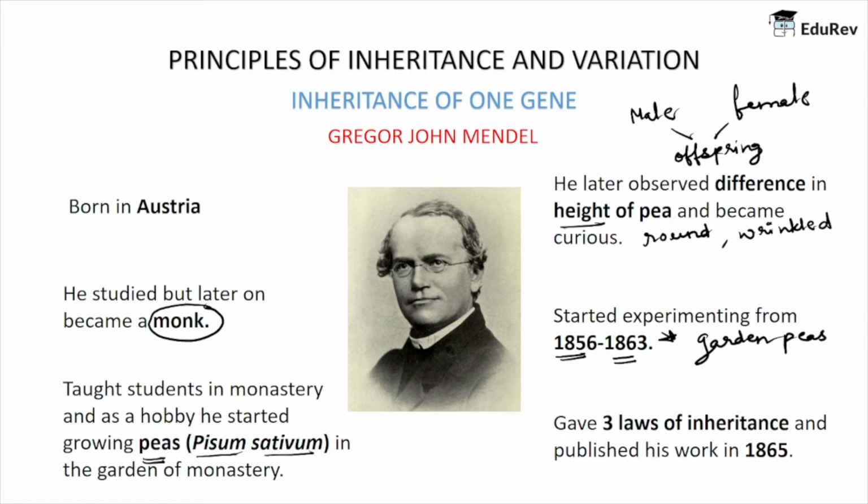Later on, according to his observations, he gave 3 laws of inheritance and finally published his work in the year 1865. But obviously no one believed his work back then. After several years, his work got republished, and then people believed that what Gregor John Mendel had given in his experimentations was all true and was the basis of genetics.